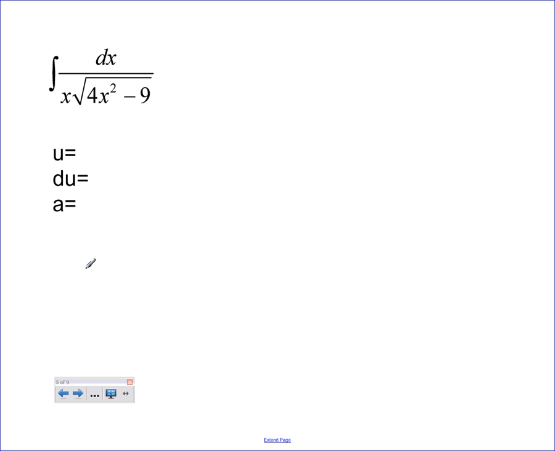Continuing. Anyone guess that the next one was going to be an arc secant? You were correct. Okay. So u in this case is the square root of 4x squared, 2x, because 2x times 2x is 4x squared. A is 3.